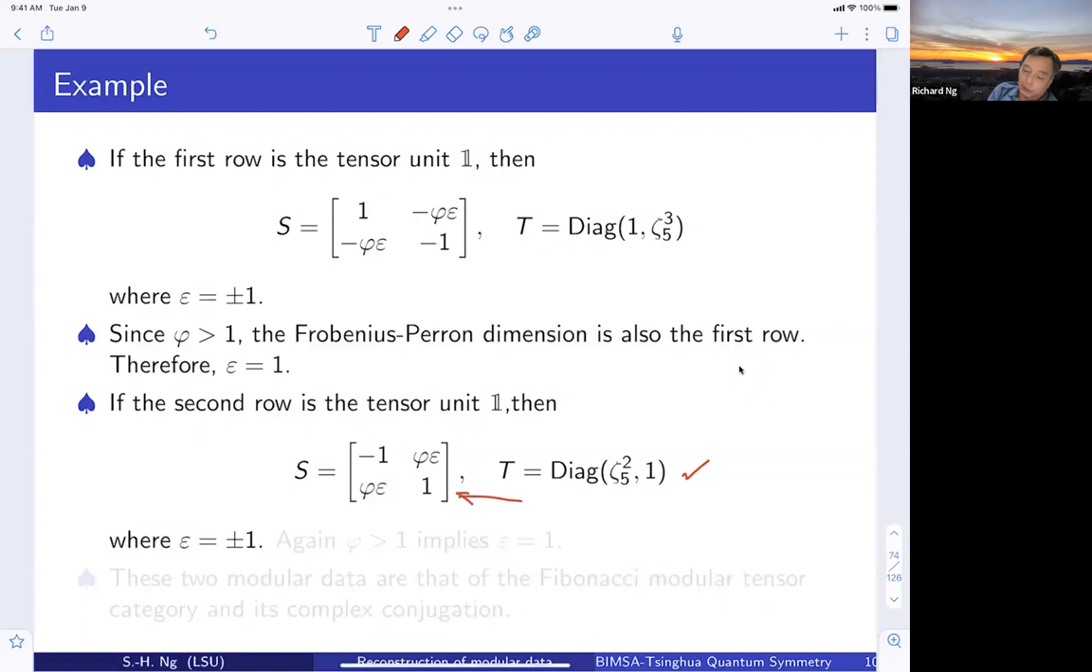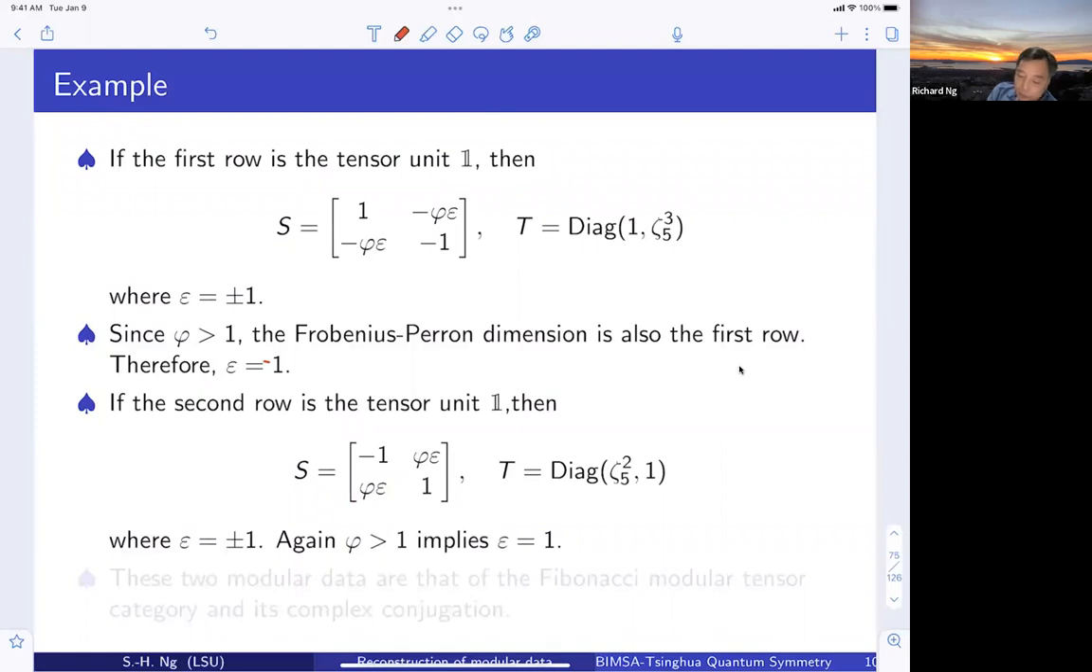The Frobenius-Perron dimension cannot be in the first row because the absolute value is still bigger than 1. So that means the Frobenius-Perron dimension is still in the second row. But then you can see that this has to be a positive 1. This is how you get epsilon equal to 1 here. I think this is -1. Sorry, I made a mistake here. So this is a positive 1. The other one is negative.